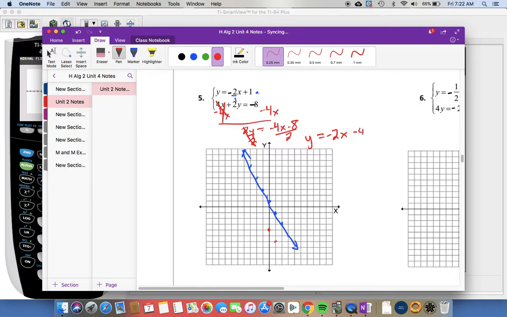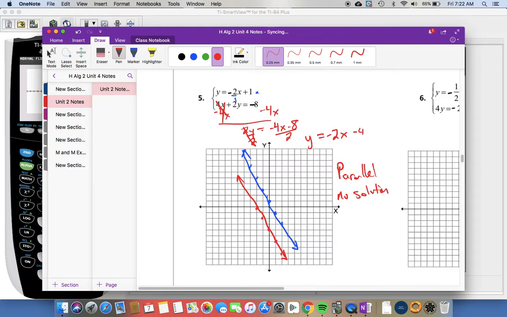I'm going to graph these though, just so I can show you. So we're going down 2 and to the right 1, or up 2 and to the left 1. And notice that once again we're going to have a couple of parallel lines. As soon as you saw the slope, you could probably tell that was going to happen. So make sure that you write that they are parallel and that there is no solution.